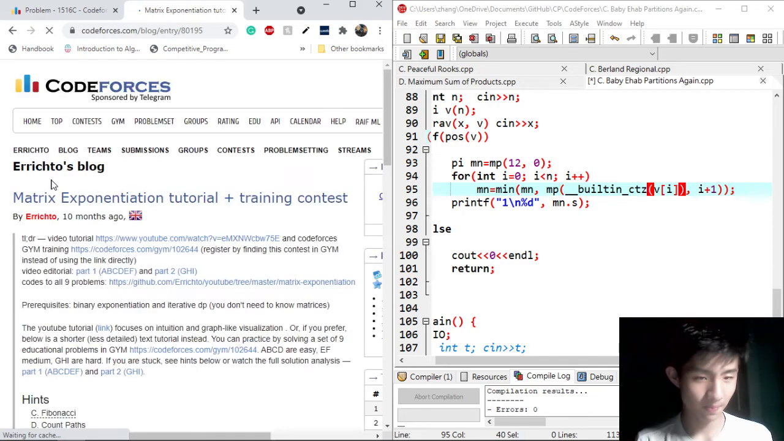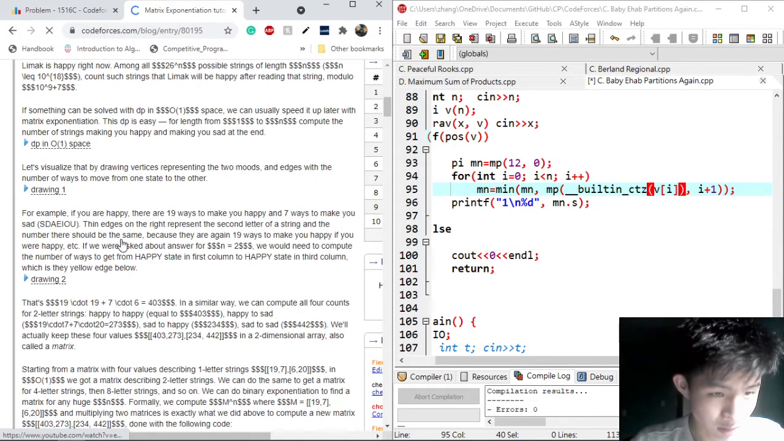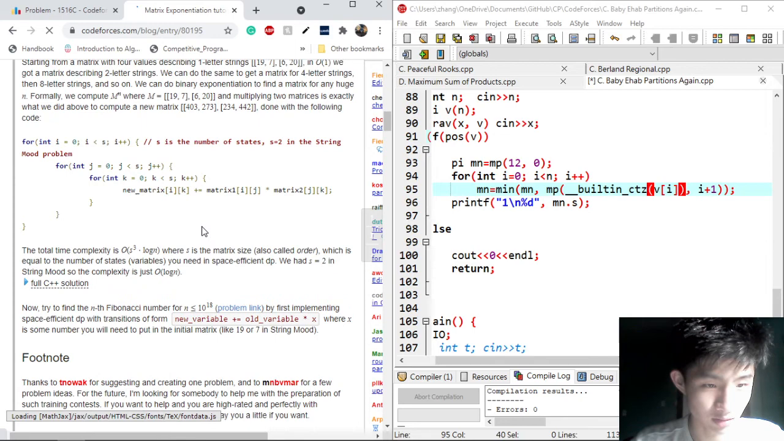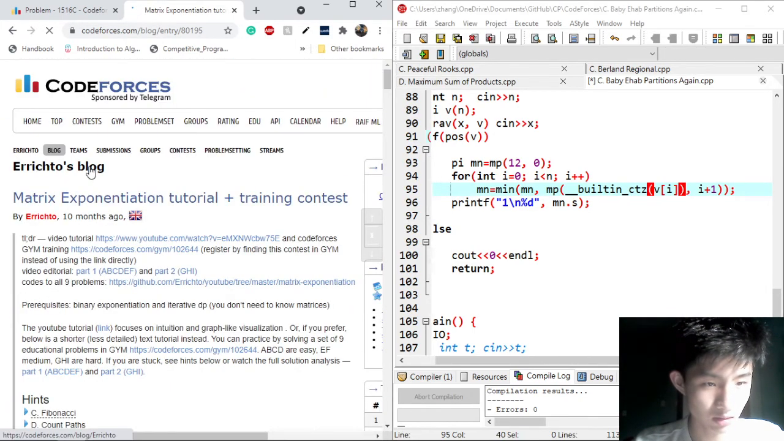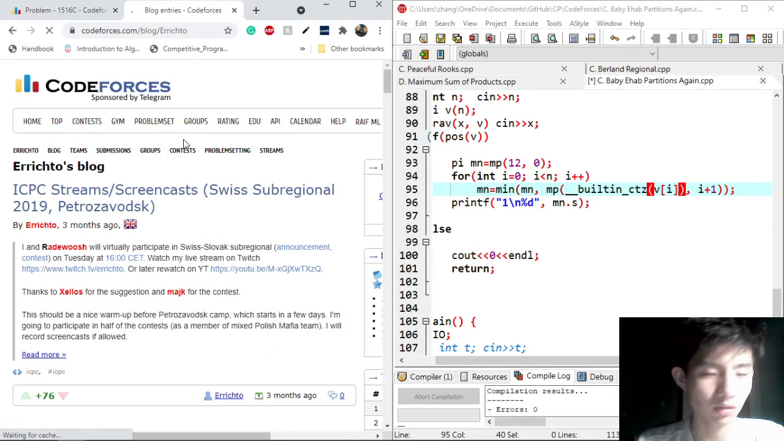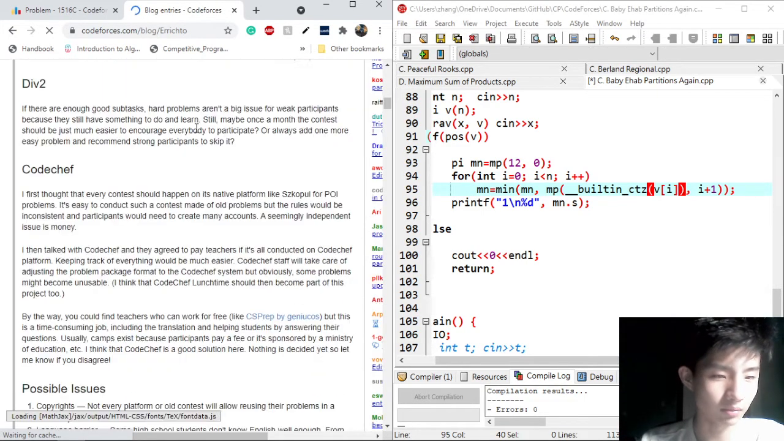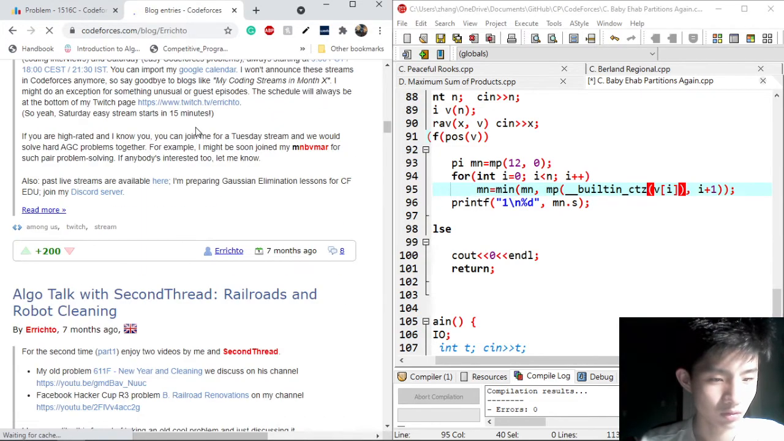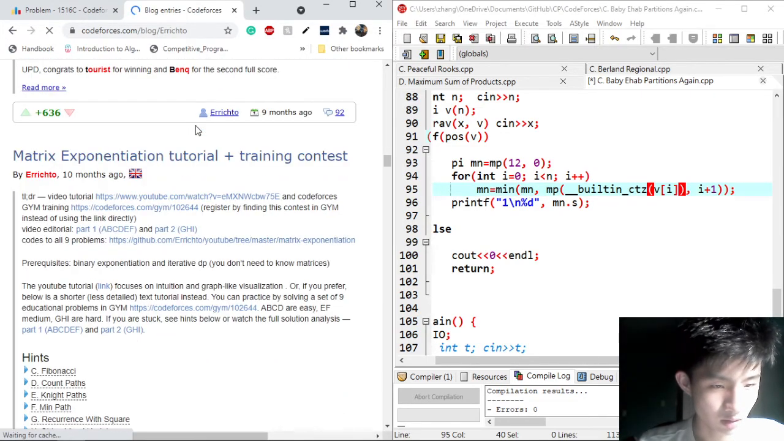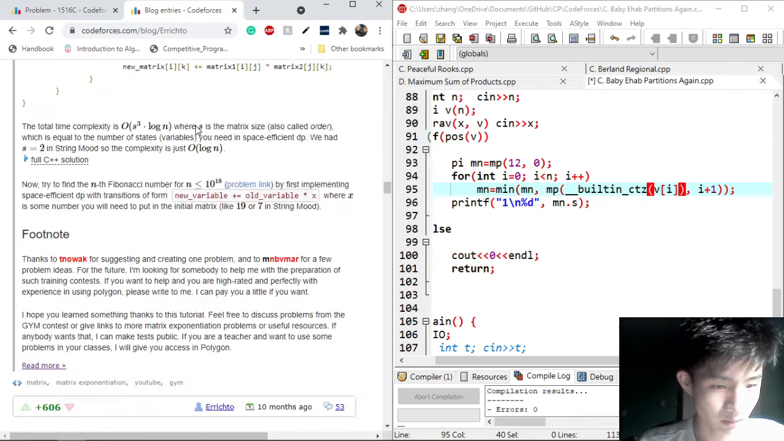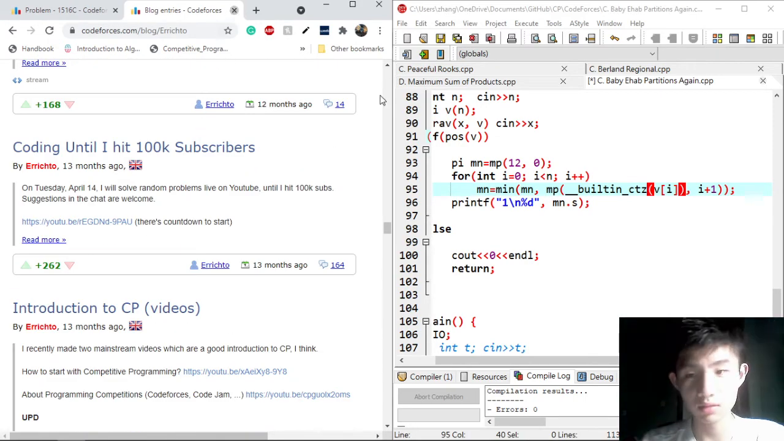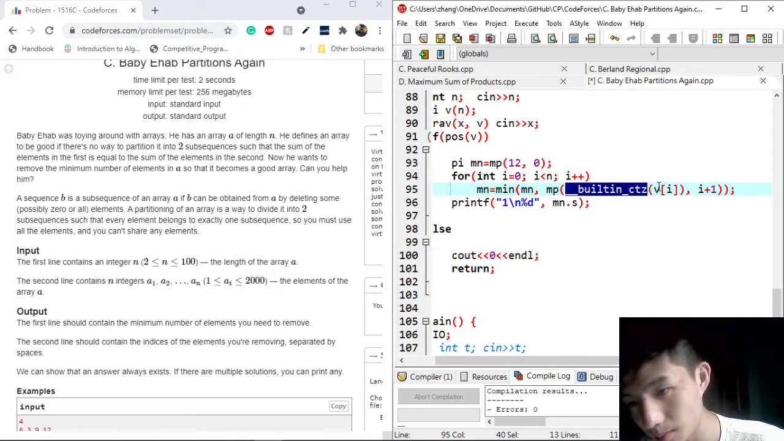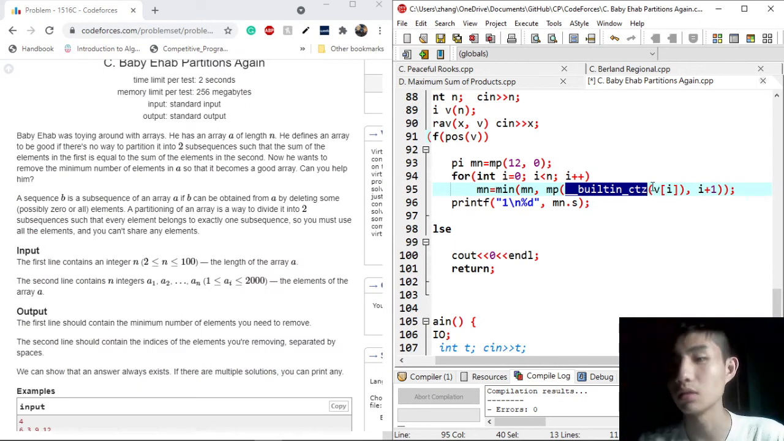But there's like a bunch of these built-in functions in C++ for these things, and so he makes this blog and it's really useful. And I can't find it. Well, that sucks. But basically, built-in count zeros. It counts the amount of zeros within a given number.